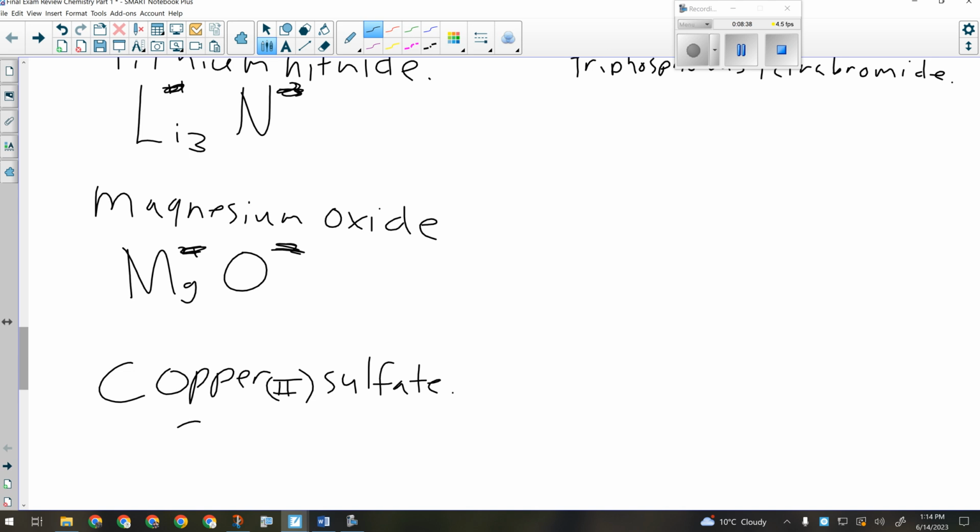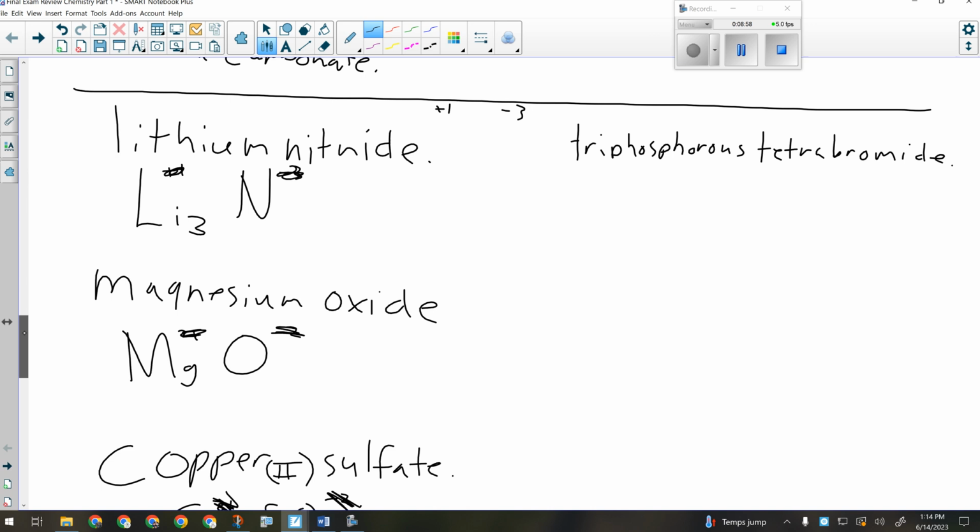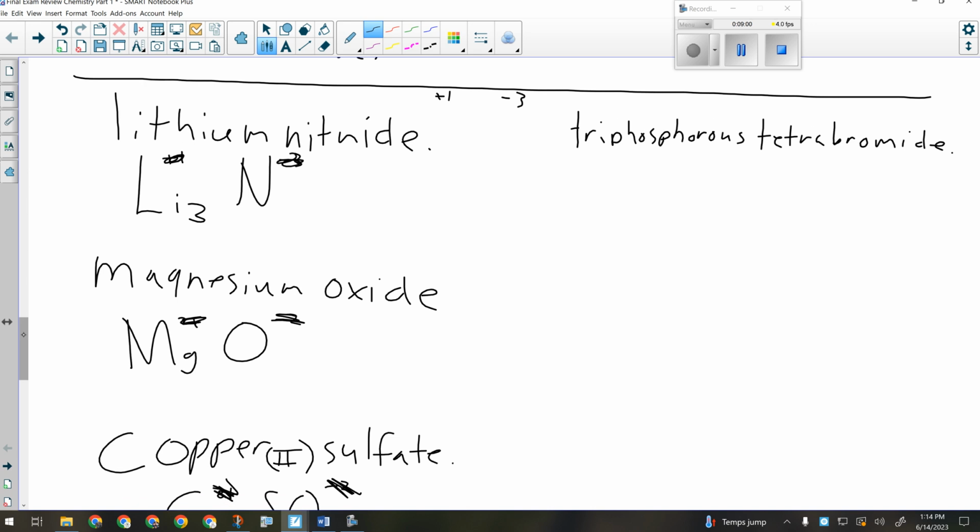Copper 2 sulfate. What does the Roman numeral tell me about copper? It's got a 2+ charge. And it's with sulfate, SO4, which is a -2. So the formula for this one would just be CuSO4. All right, and then for this one up here, triphosphorus tetrabromide, P3Br4. Ringing a bell?